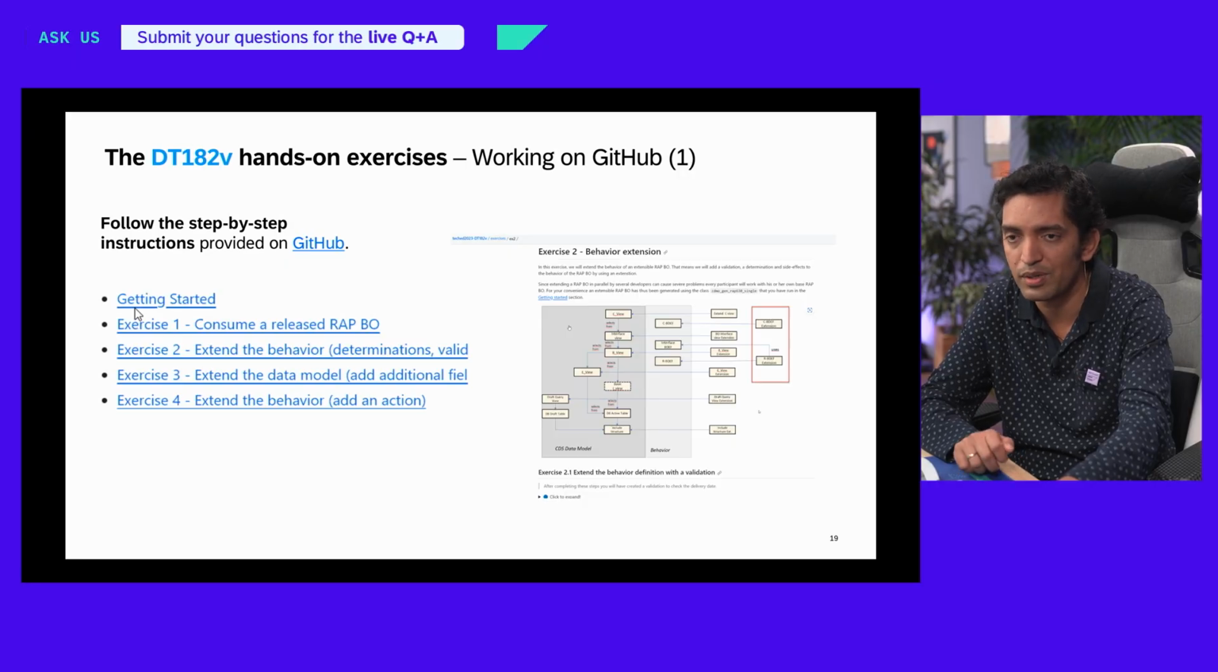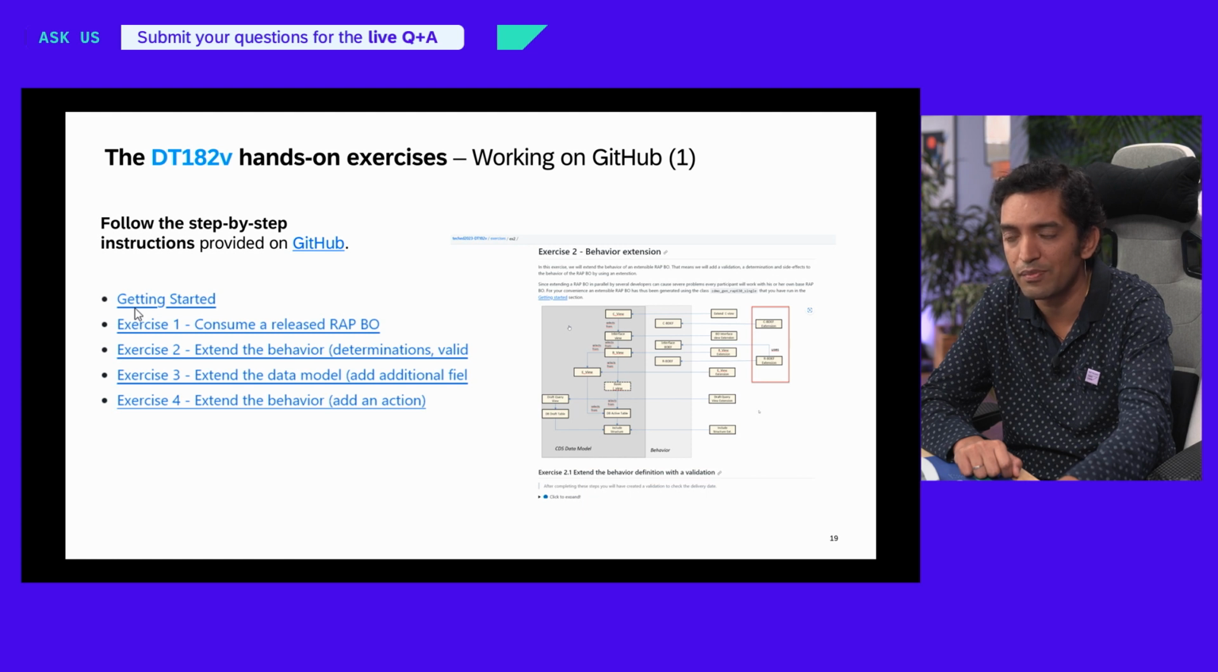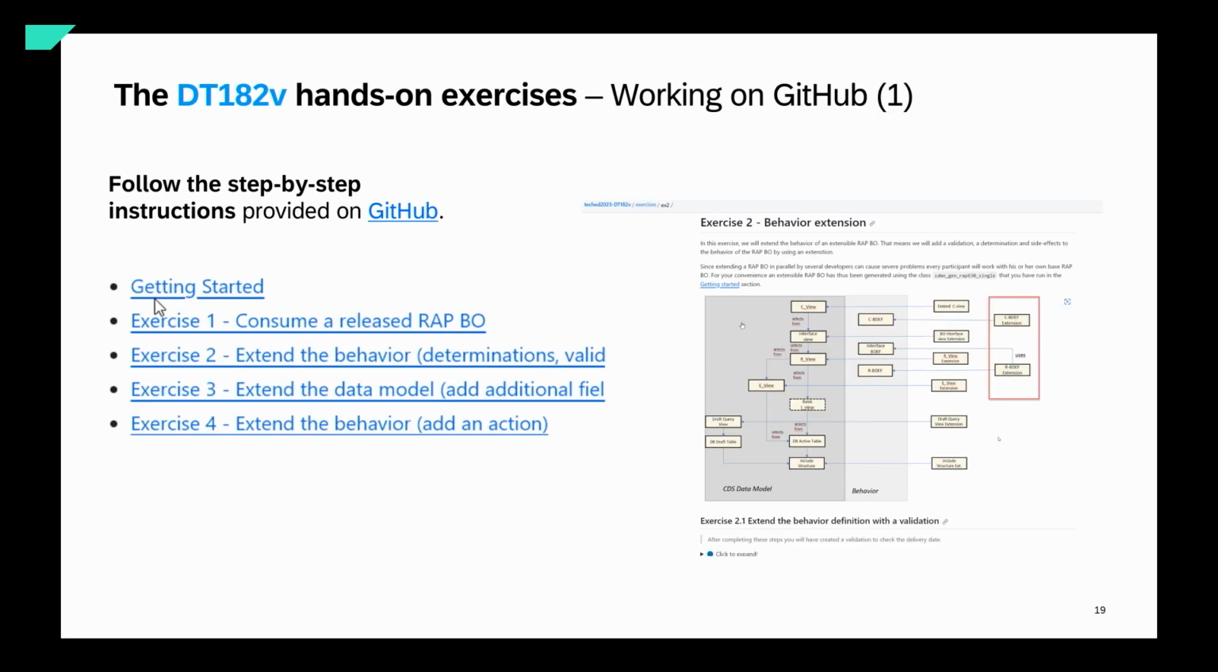The step-by-step instructions are in GitHub already. Getting started. The second exercise is to consume a released RAP BO, which means, let's say, we take a business object like I_BankTP and create a new bank based on that released business object or API. Then the second exercise is to use our generated BO and extend the behavior with determinations and validations. The third exercise is to extend the data model with an additional field, or field extensibility. And the fourth exercise is to add an action, update feedback, to update or fill this newly created field.